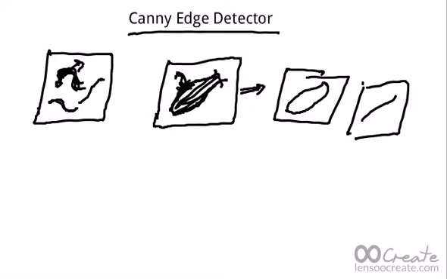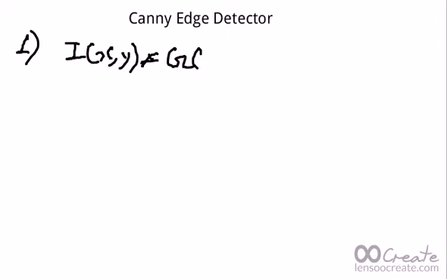So having said all that, let's go into the algorithm. Step 1: for a given image I(x, y), we smooth it using a Gaussian filter to get I prime (x, y). Now what we do is we filter it using the Sobel filter for x and y both.